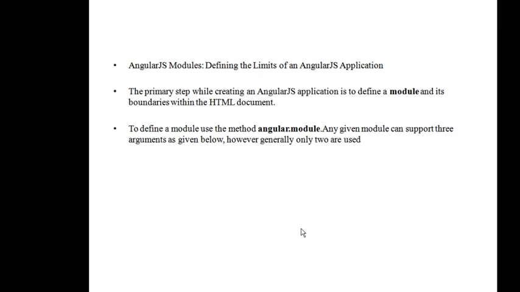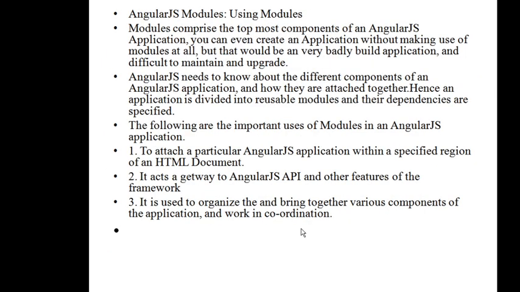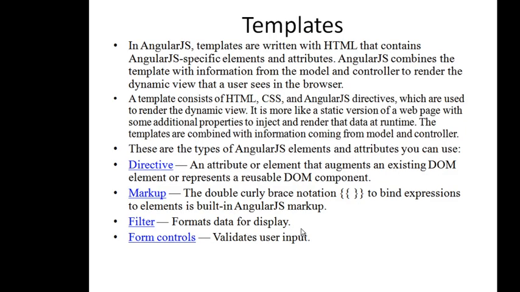AngularJS modules define the limits of an AngularJS application. The primary step for creating an AngularJS application is to define the module and its boundaries within the HTML document. To define a module, use the method called angular.module, which I already explained in the previous slides. Any given module can support three arguments, though generally only two are used, and the components I already explained in the previous slides.